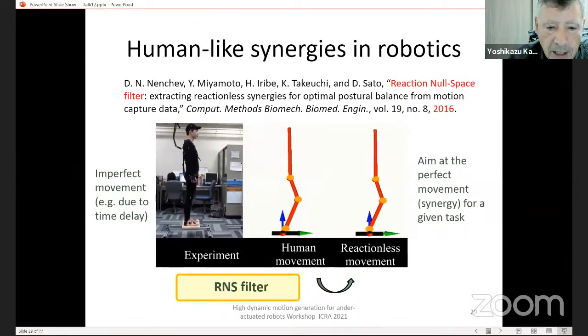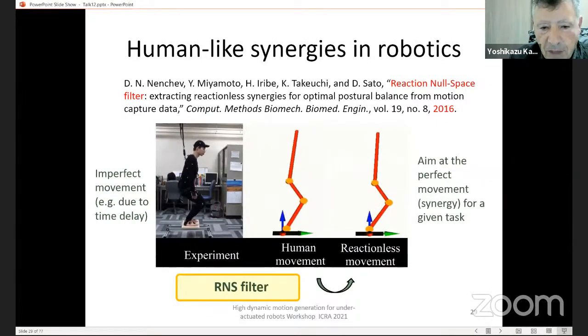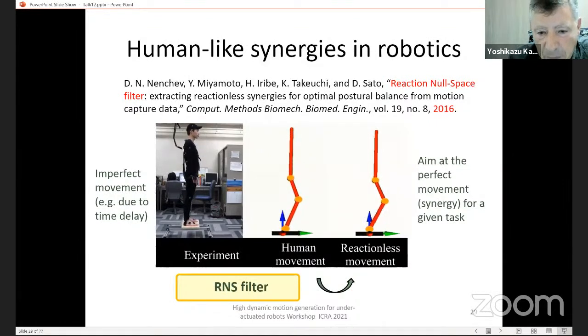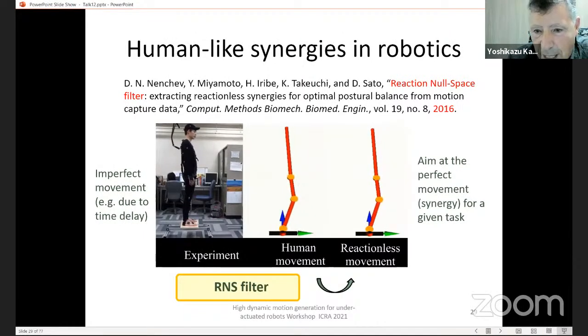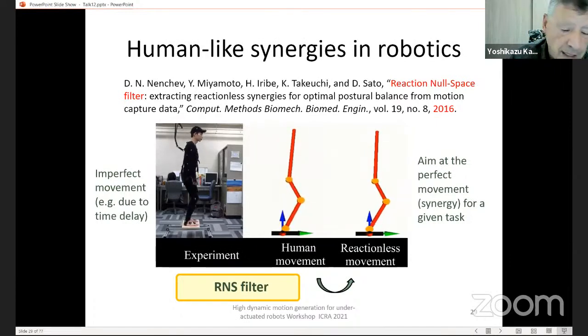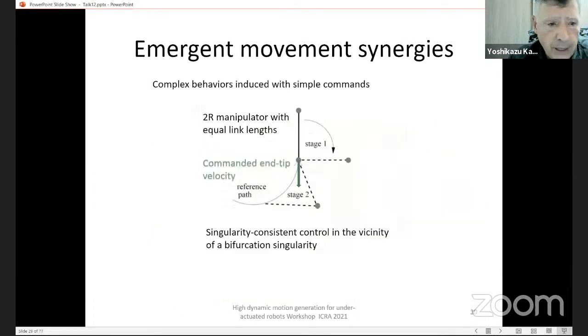So when I apply the reaction null space on the right side, you see we can get less reaction and less movement, perfect reaction and movements. And that is what I want to aim for in motion generation, to design perfect dynamic motions as much as possible for a given task, because this is a task-dependent issue.